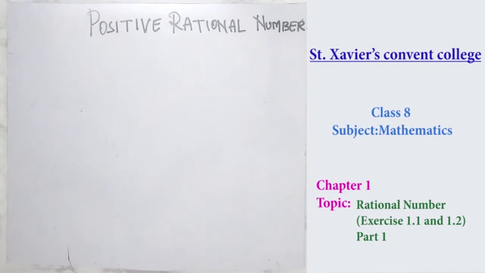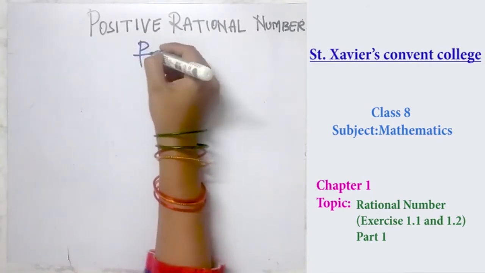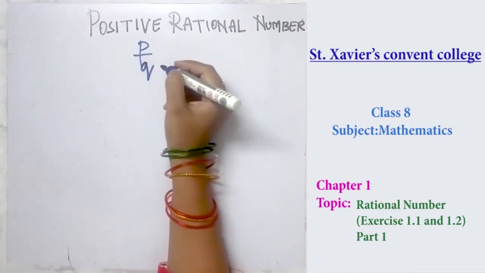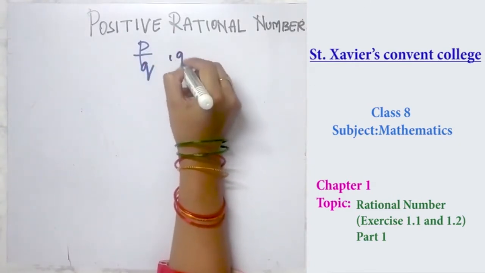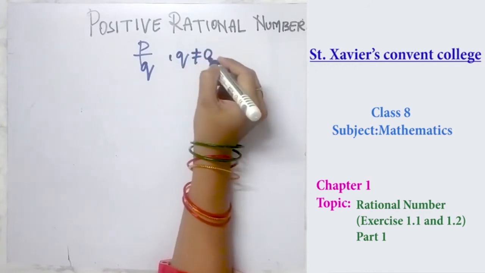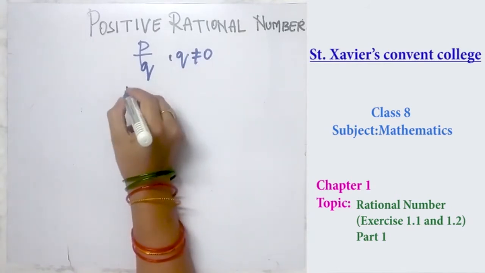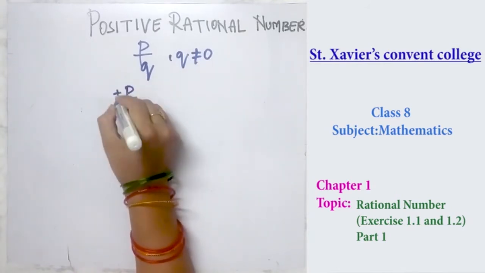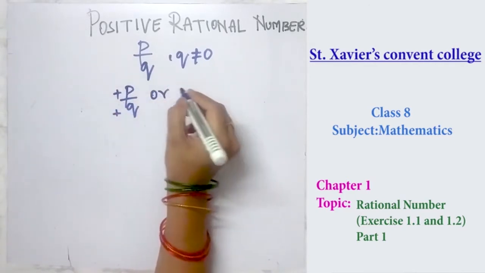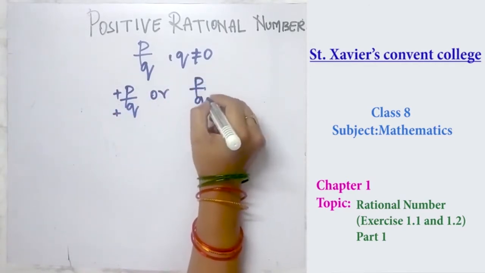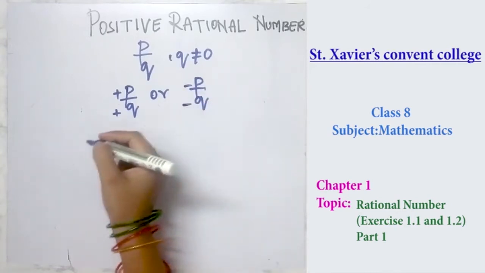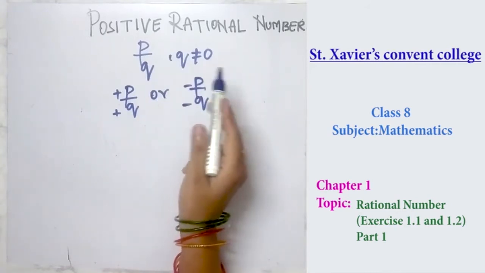Positive rational numbers are those numbers in which P upon Q have both a positive sign or both a negative sign. I have told you that a rational number can be written in the form of P upon Q such that Q is not equal to 0. You have two possibilities for positive rational numbers: both P and Q have the positive sign, or both P and Q have the negative sign. In this type of form you have positive rational numbers.